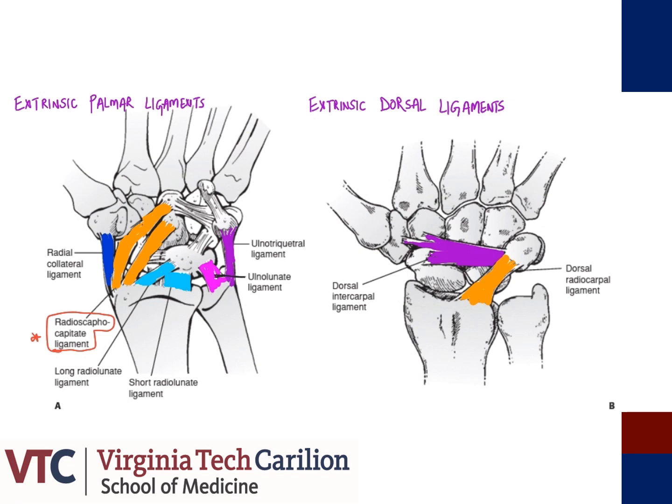You'll also hear discussed in surgeries the importance of maintaining the radioscaphocapitate ligament when you are performing a proximal row carpectomy because it helps prevent ulnar drift postoperatively. And then looking on the dorsal surface, I've most often heard people talk about the dorsal intercarpal ligament when we are going to reconstruct the SL ligament following an acute injury.